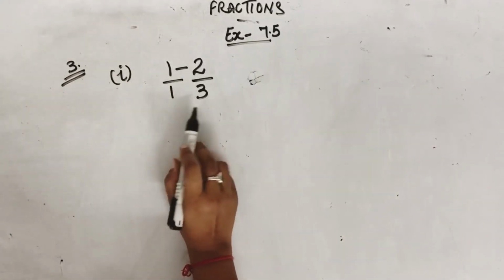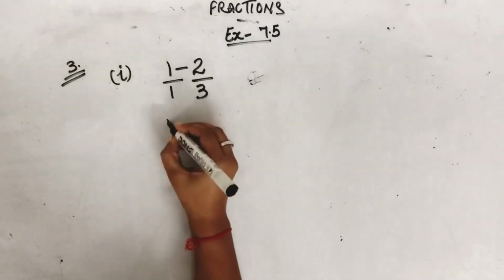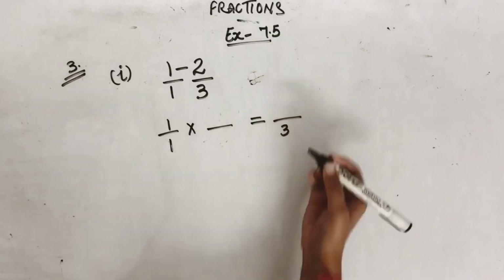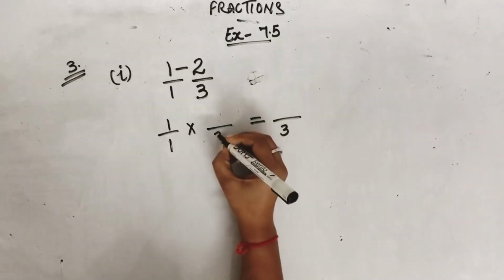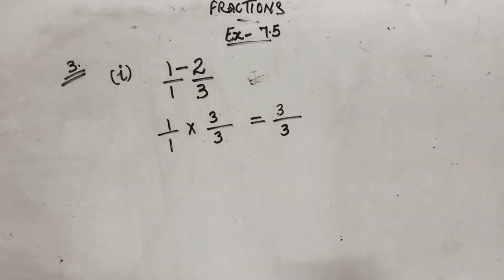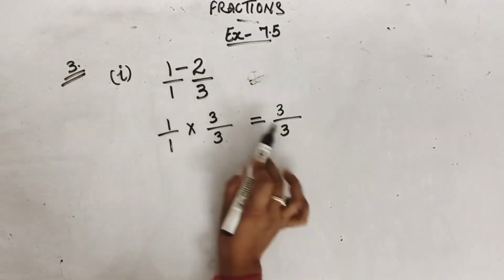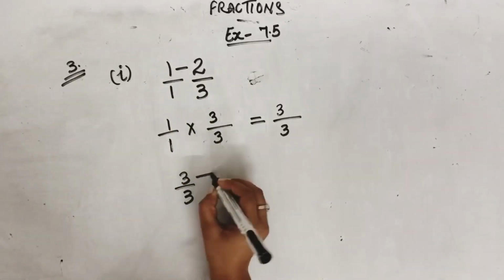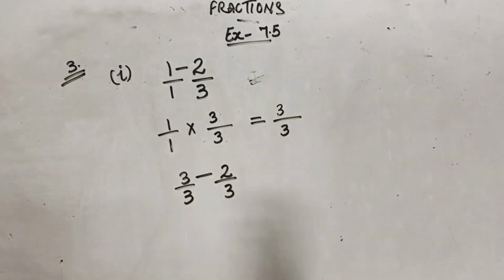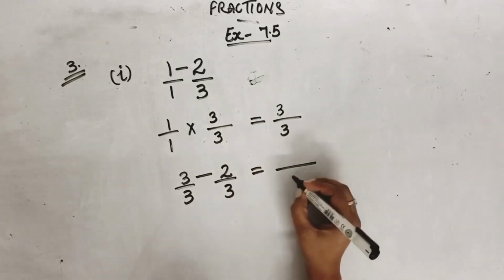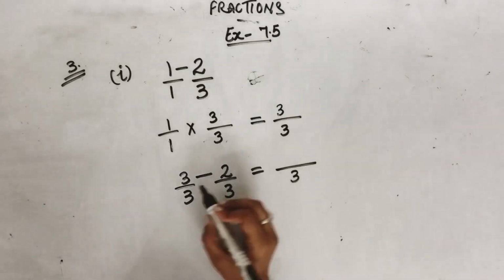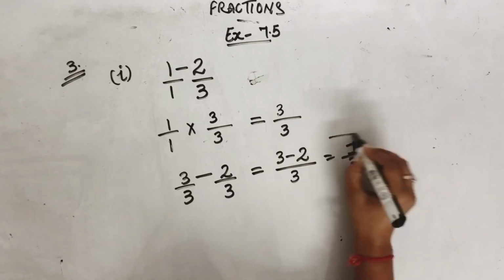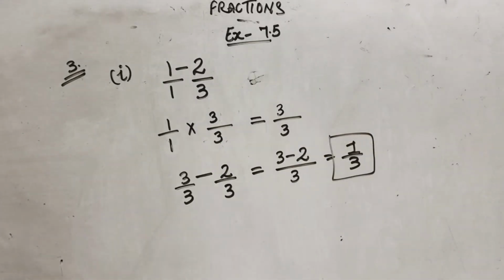Now you have to convert these fractions into like fractions. So 1 upon 1, by which number will you multiply 1 to get 3? 3. It will be 3 upon 3. Now you have two like fractions. 1 by 1 can be written as 3 by 3 minus 2 by 3. Now the denominator is the same, so you can write 3 as the denominator and 3 minus 2, which is equal to 1 upon 3. 1 upon 3 is the answer.